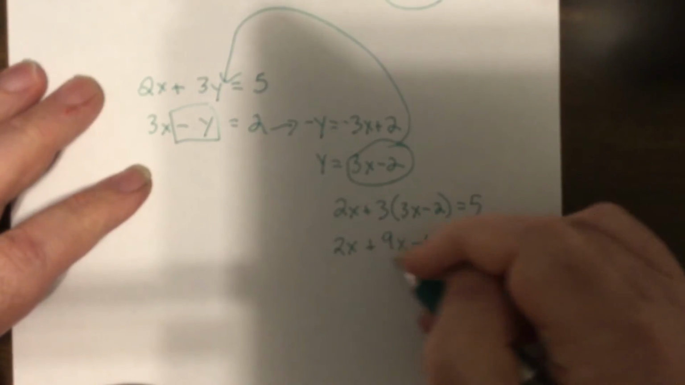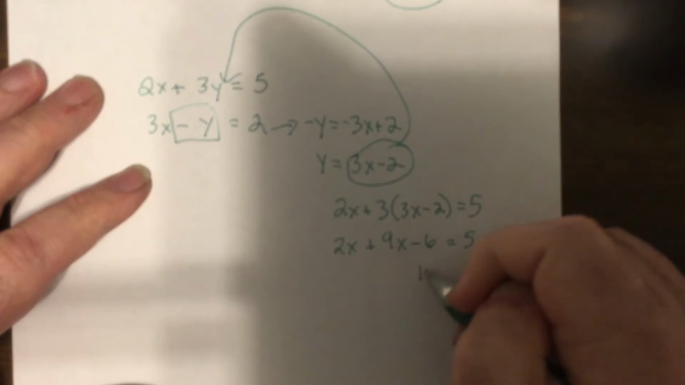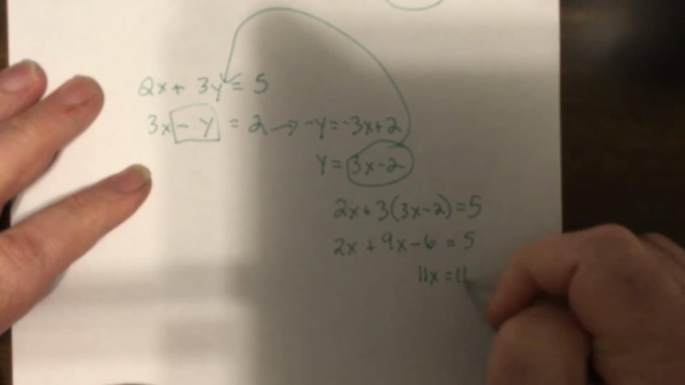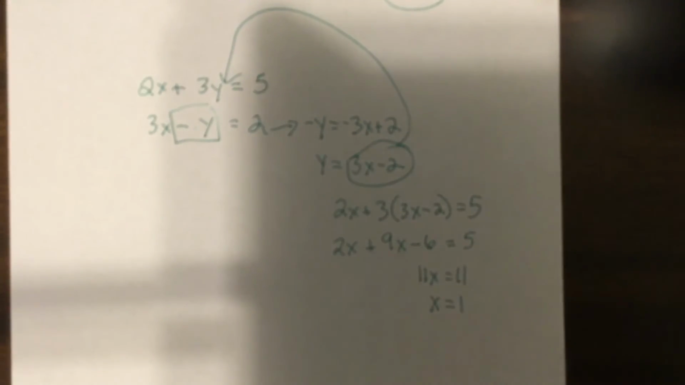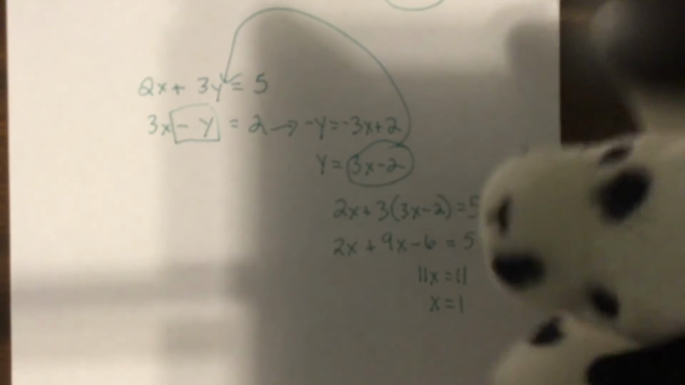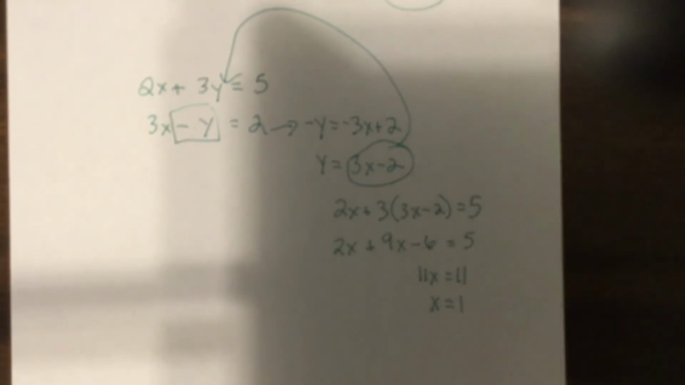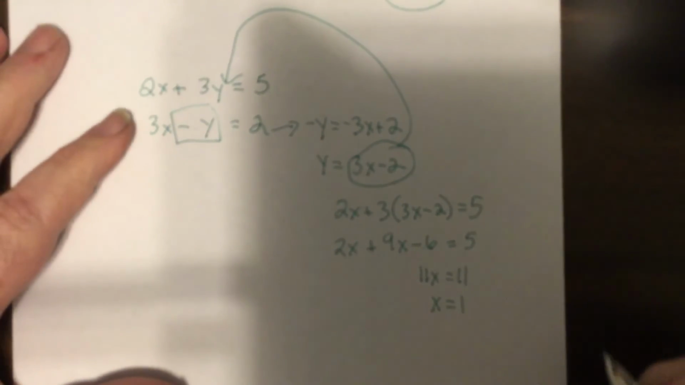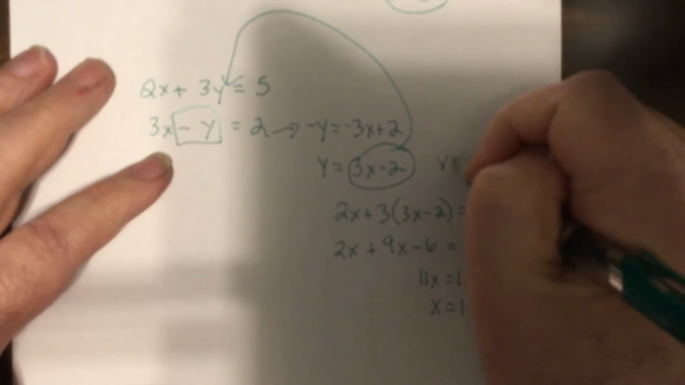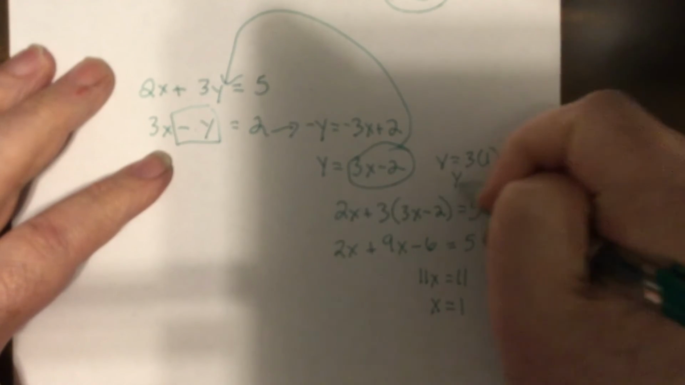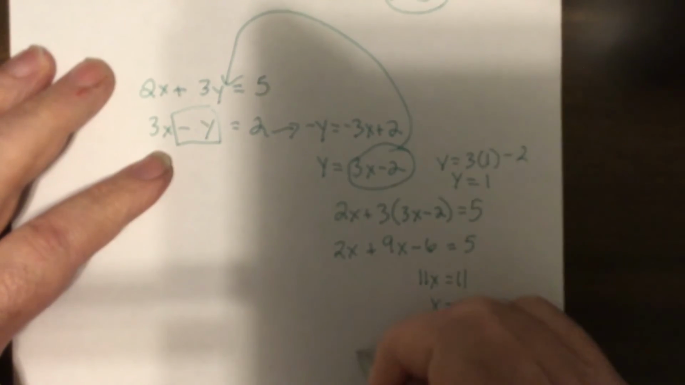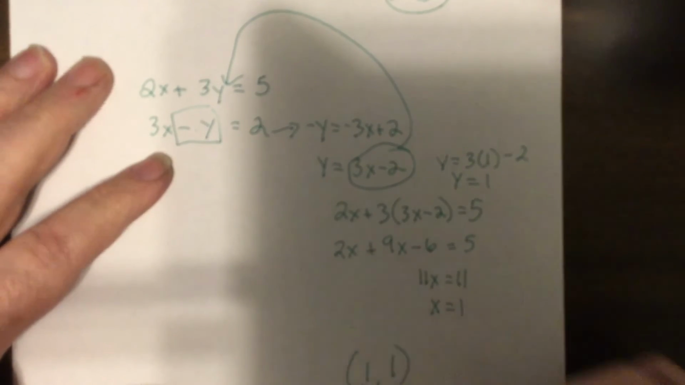I'm going to combine the x's and add 6, so 11x equals 11. So x equals 1 when you divide both sides by 11. But I'm not done, because I don't know y. I do not know y. So I have to put that back in, so y equals 3 times 1 minus 2, so y equals 1. So the answer is (1, 1).